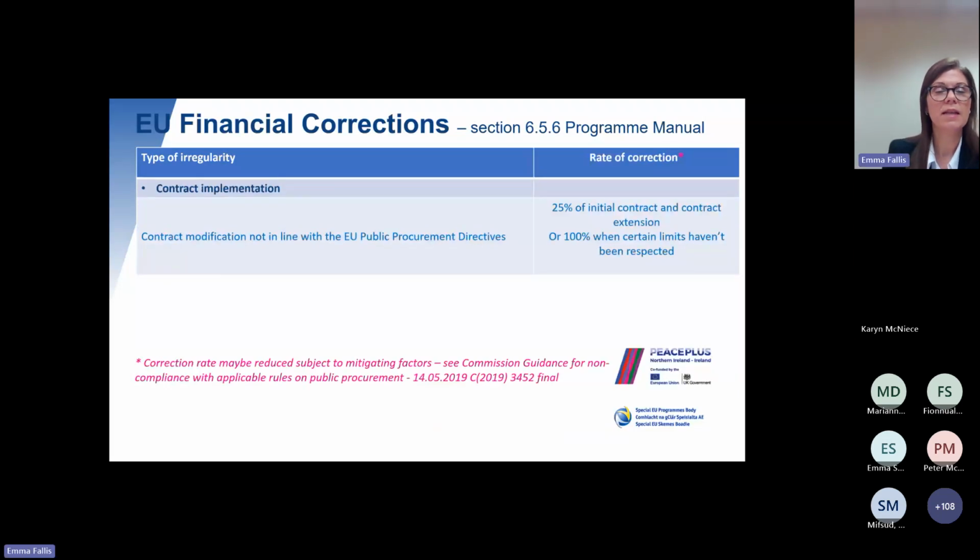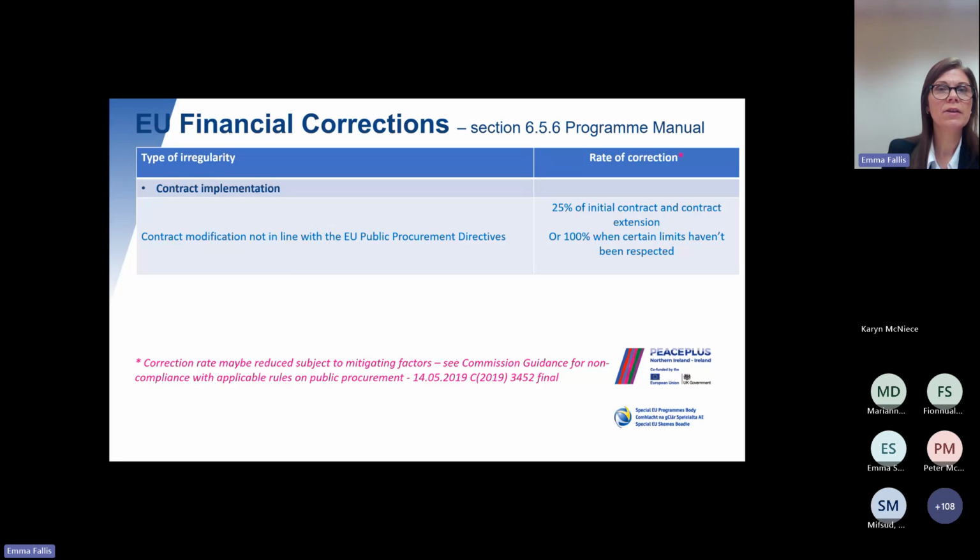There also then is recommended corrections in relation to contract modification. So these can range between 25% of the initial contract value and any extensions, or else 100% if different thresholds haven't been breached. And again, this is one of the things we bear in mind, and we will give further guidance in advance of the new Public Procurement Act coming into force in February 25.